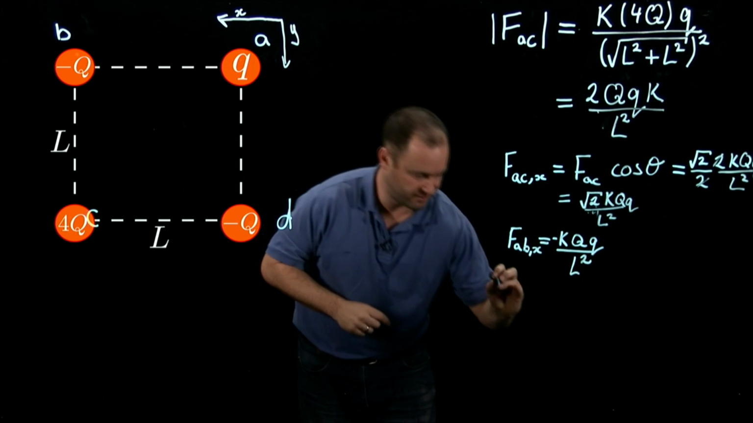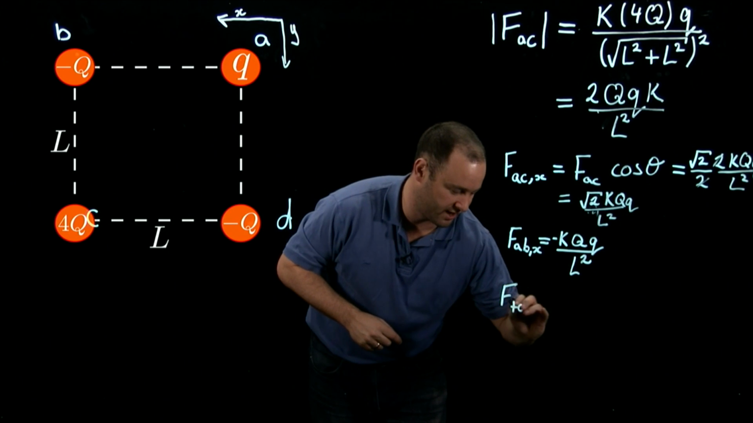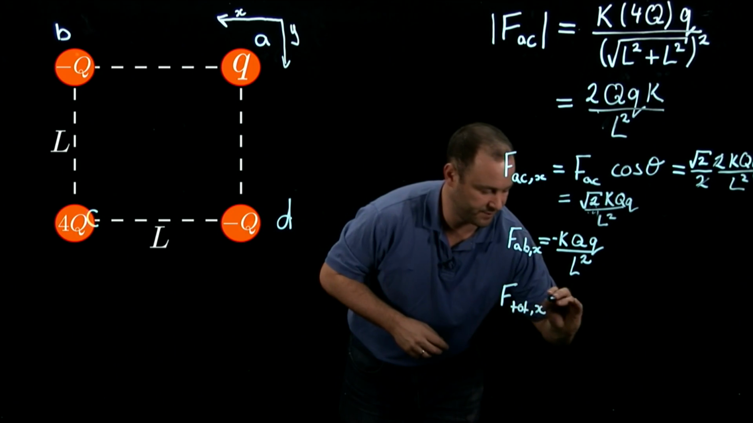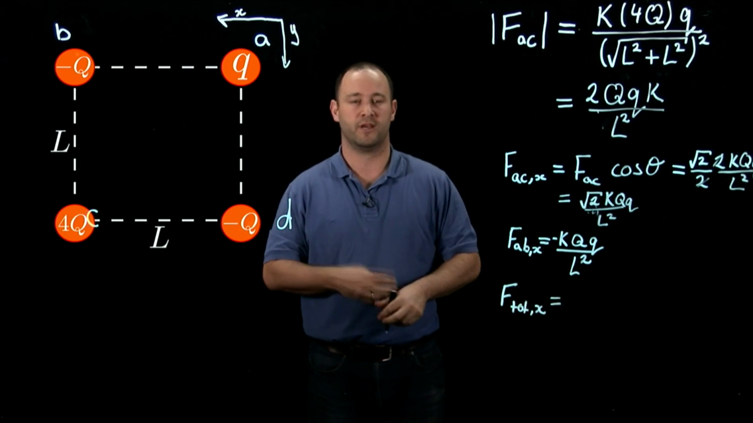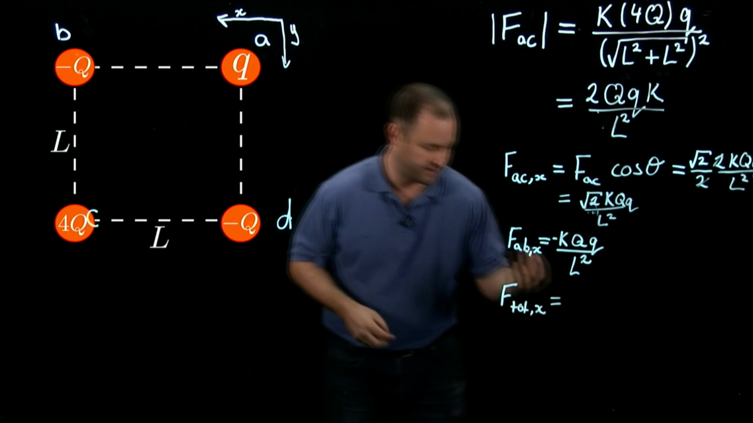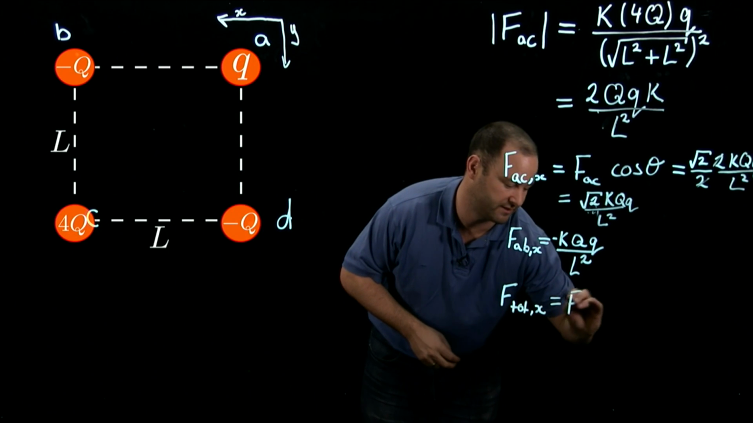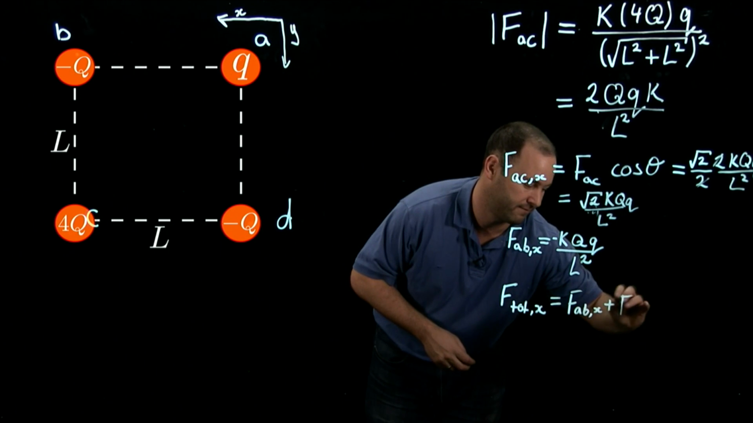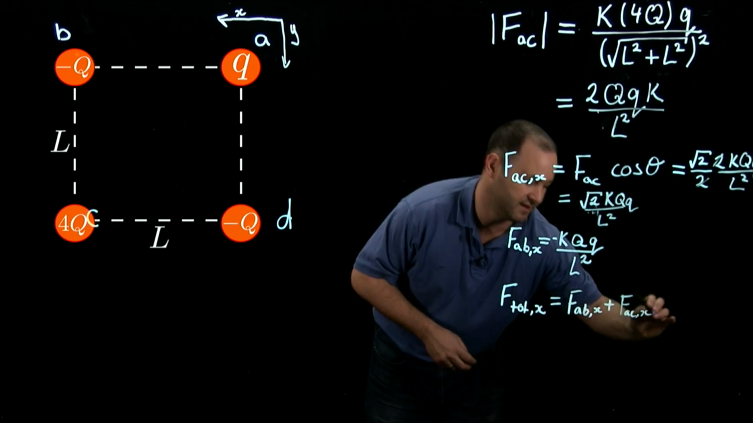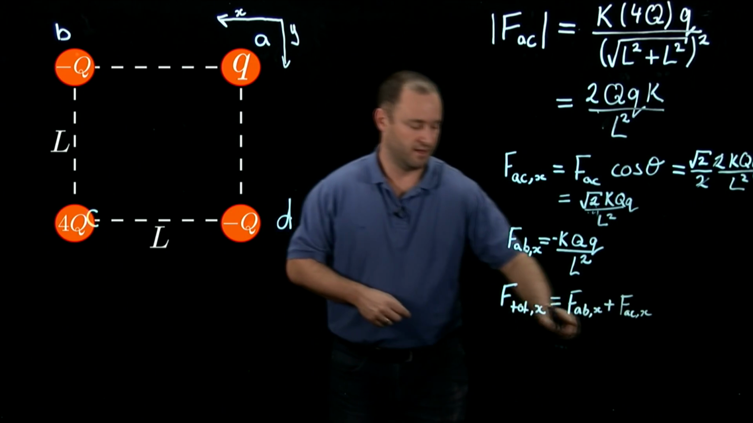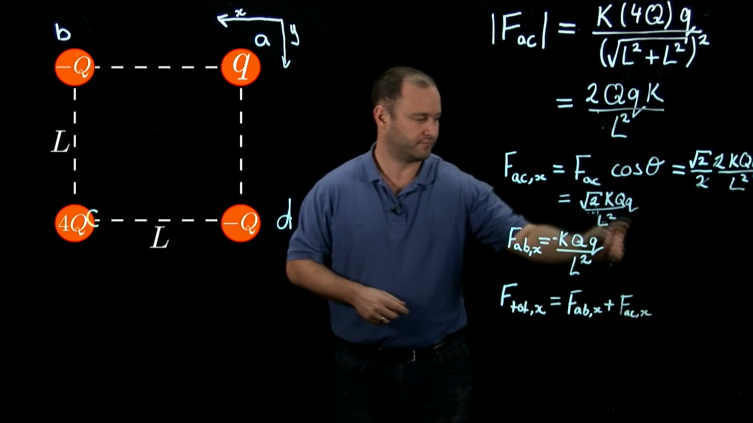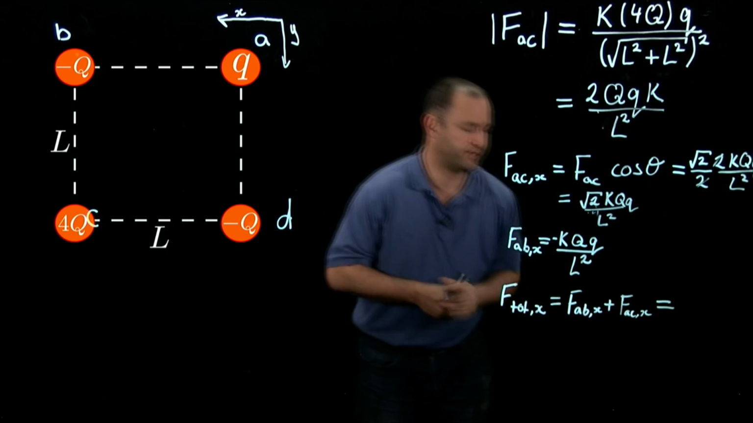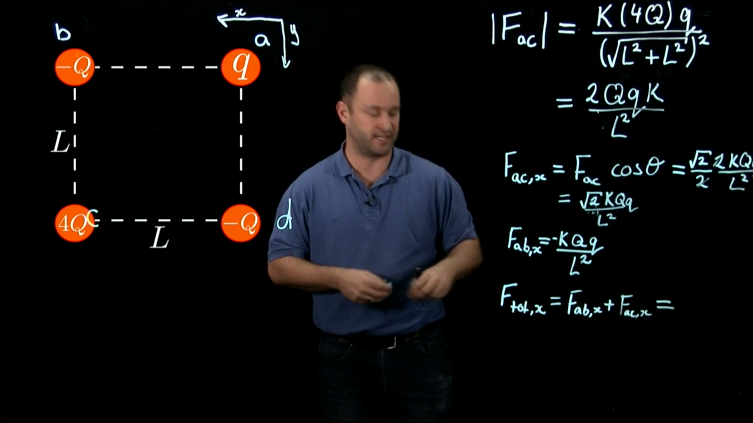Now I can say that the total force, let's call it F tot, in the x direction, is simply given by the sum of these two. They're the only forces in that x direction, so I can simply add those two vectors. So it's F AB in the x direction plus F AC in the x direction. And I can add these two things up. I'm required to do a little bit of algebra, which I'm not going to bother doing for you because I figure you guys can do that.